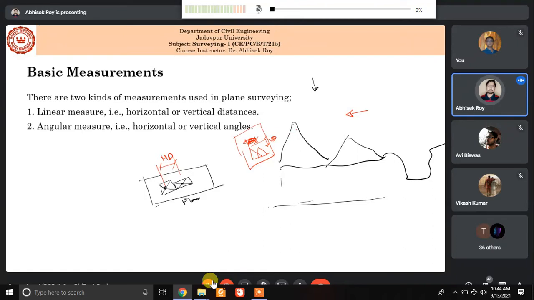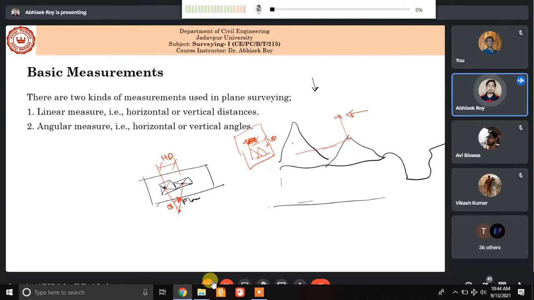Also you have to do angular measurements, mainly the horizontal angle. Suppose from a permanent station point you are placing your theodolite here. As we know, a theodolite can measure angles. So you will place your theodolite and measure this angle. You will make this a 0 degree 0 minute line, and move your theodolite to bisect and measure this particular angle. Suppose this is 30 degrees, then your horizontal angle will be 30 degrees.